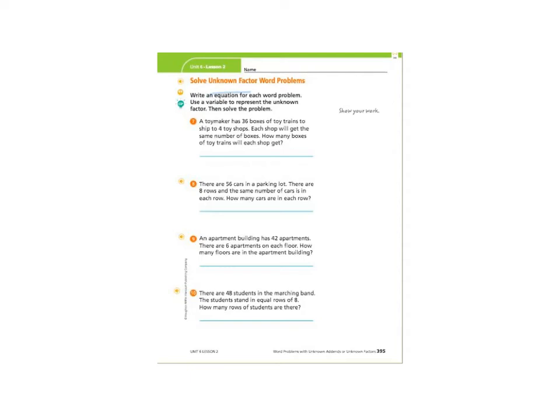So the toy maker has 36 boxes of toy trains to ship to 4 shops. Each shop will get the same number of boxes. How many boxes of toy trains will each shop get? So if you have 4 shops, you could solve this a variety of ways. So 4 shops, you have 36 boxes, so you could just do 36 divided by 4.